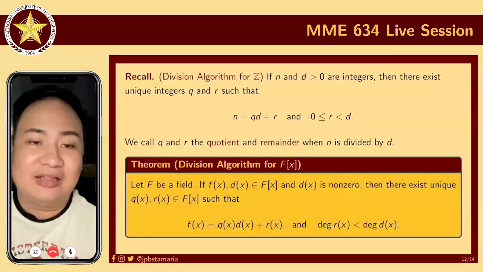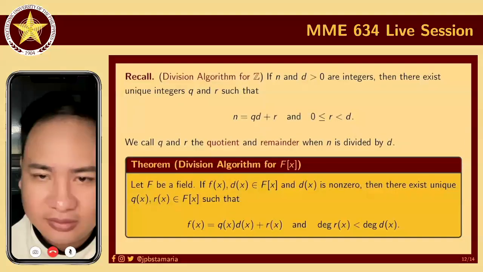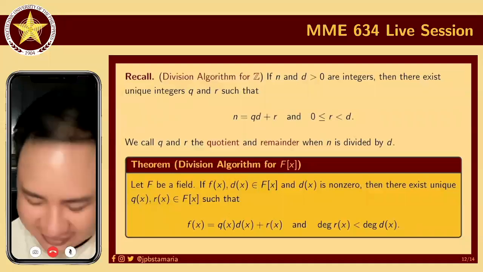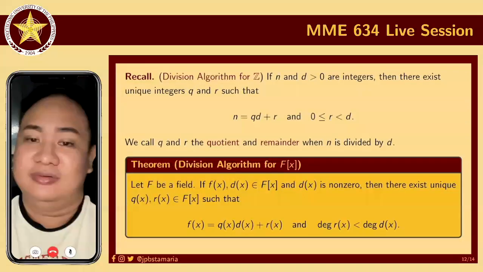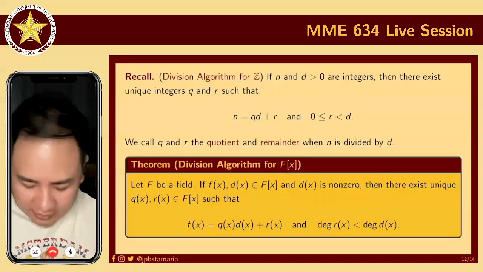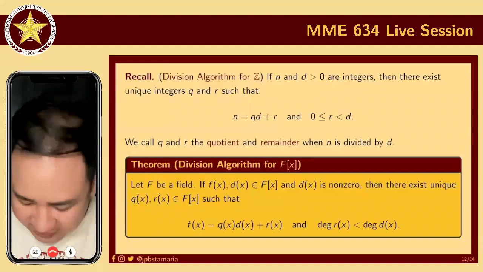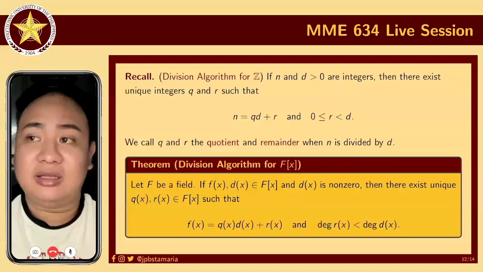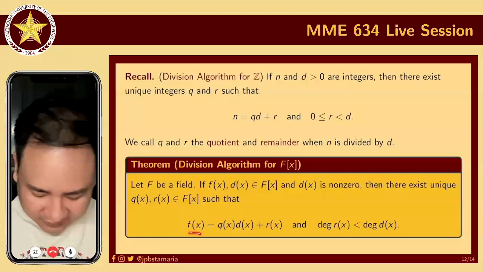This is one advantage when the ring of coefficients is actually a field. Kapag ang ring of coefficient ay field, yung division algorithm ay nag-extend dun sa ring of polynomials na F[x]. Ano ibig sabihin nun? Pag may dalawa kang polynomials, f of x and d of x, where d of x is non-zero, then we can prove that polynomials q and r exist. They are unique.